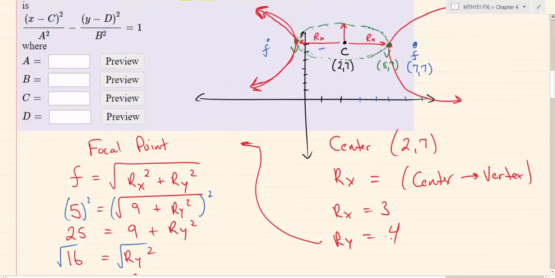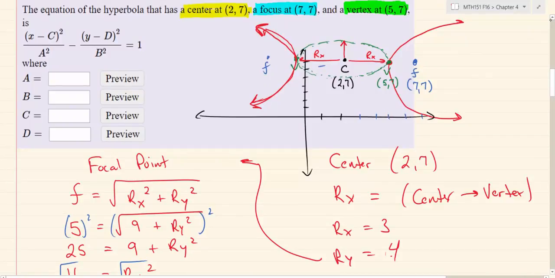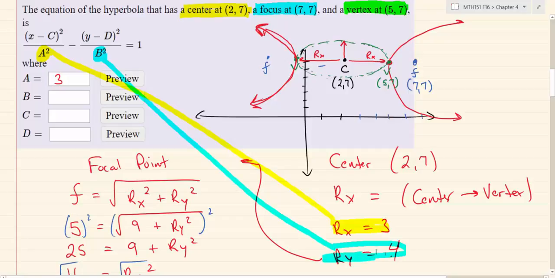If we go back up to our formula, we can plug in values. So this a is r sub x, and so we'll put a 3 in for that. R sub y is b, and I know that because it's under the y term, so that means we have a 4 in there for b. C is going to be our h, which is the x-coordinate of our center point, so that's going to be a 2. And D is going to be 7. So this is a 2, this is a 7, this guy here is a 3, and this is a 4.